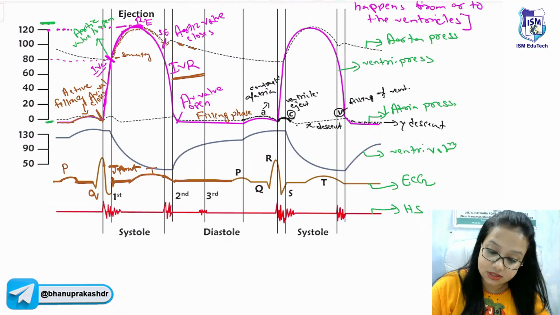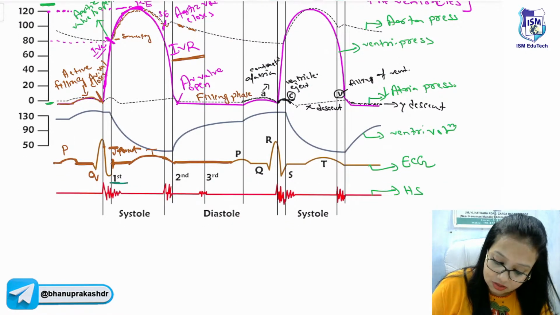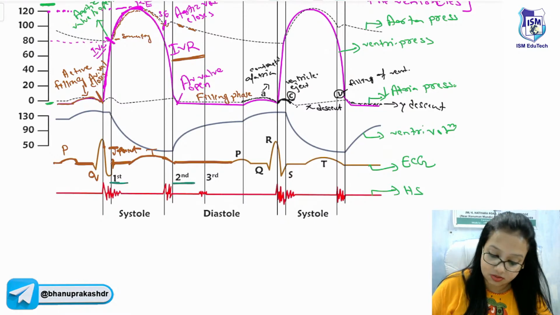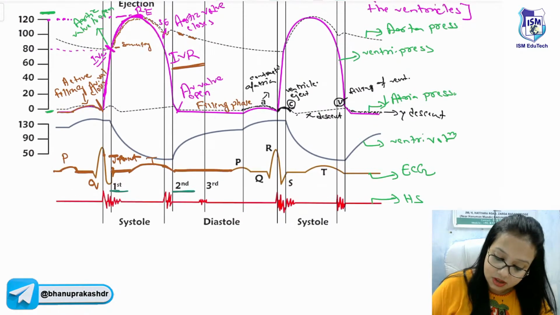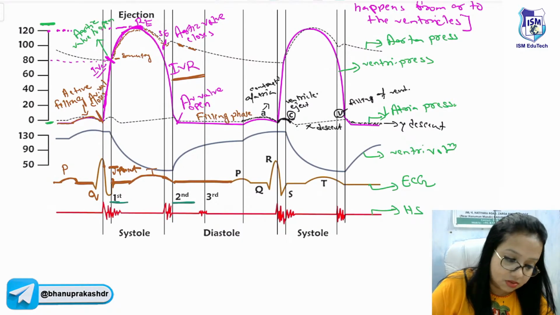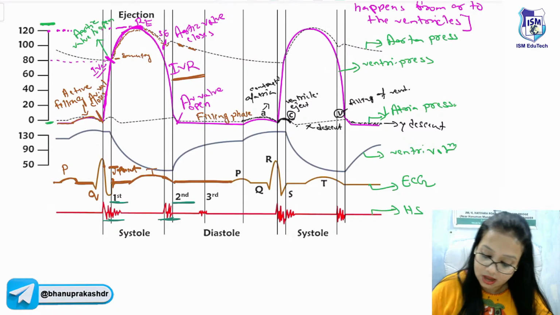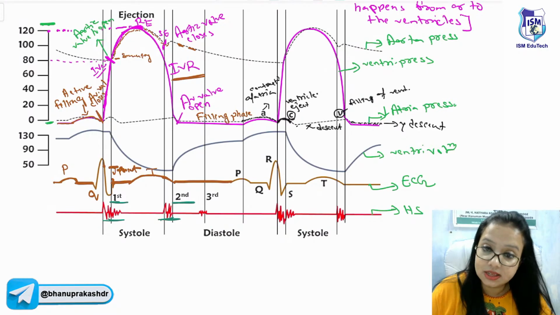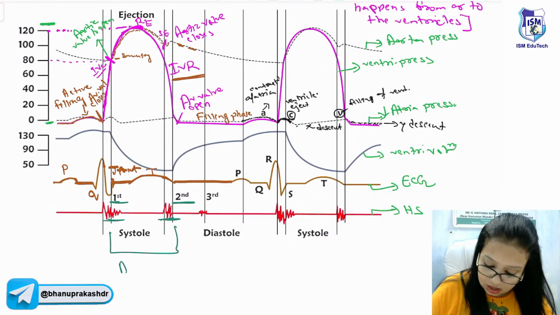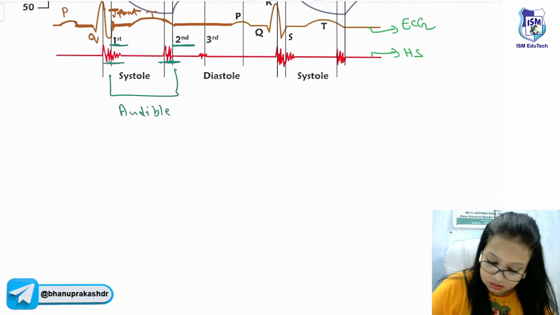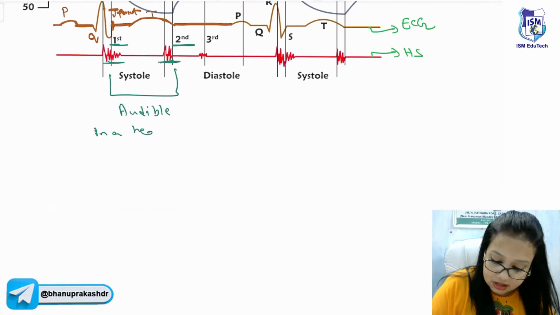Now, coming to the heart sounds, we know that in normal condition, there are two audible heart sounds: the first heart sound and the second heart sound. From the Wiggers diagram, we see that the first heart sound is due to the closure of the AV valve. And the second is due to the closure of the semilunar valve. Here you see it is the closure of the aortic valve. Sometimes even in a healthy person, these two are audible.